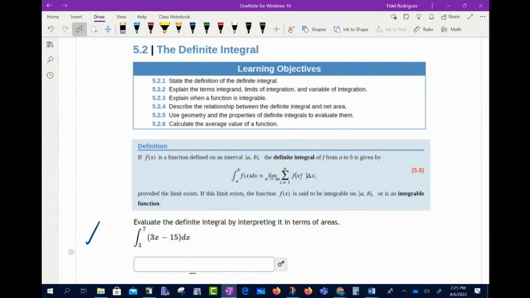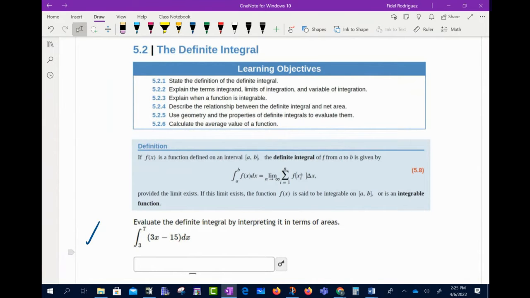And we're going to talk about the definition of a definite integral. We're going to explain terms in the integral, limits of integration, variables of integration, explain when a function is integrable, the relationship between the definite integral and the net area, and average values of functions.